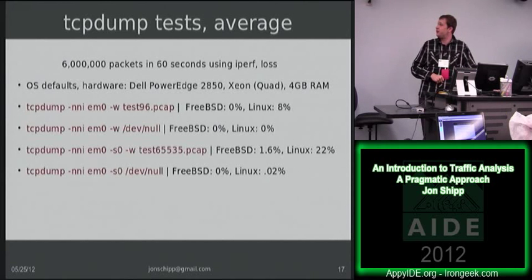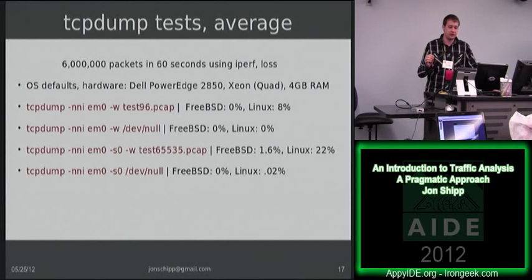Here's some simple tests I did using tcpdump, and I used iperf to generate 6 million packets in 60 seconds. And I used a Dell PowerEdge machine, quad core, and 4 gigabytes of RAM. And I used FreeBSD and Linux, and here, just a simple test. I was able to show it in my test. However, this will be different for every system.